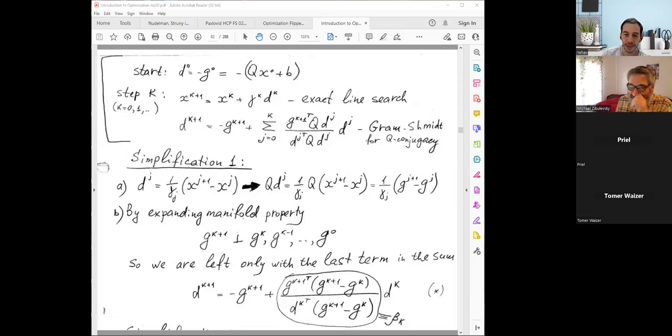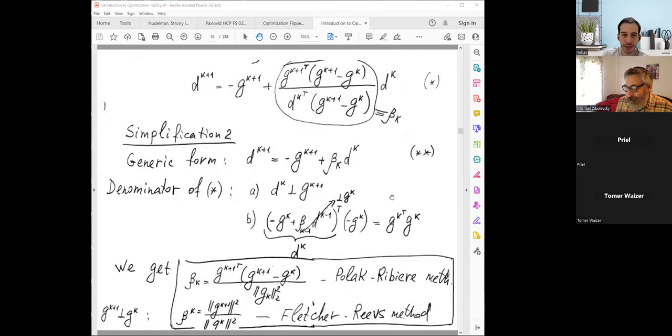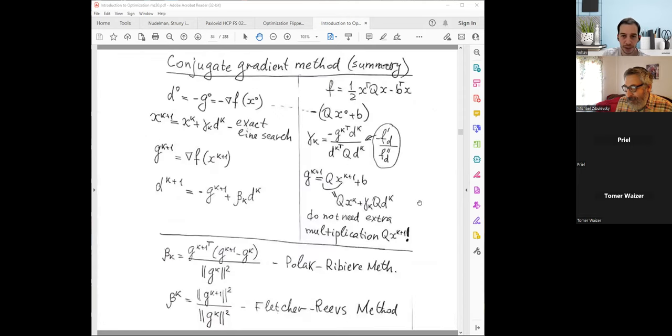I've reviewed again what you said in the summary about saving the multiplication. Yes. If I multiply Q with XK and Q with DK, it's two multiplications. Yes. So why shouldn't I multiply Q with XK plus one? So, yeah. And this, what we say, it's enough to multiply Q with DK for every K.